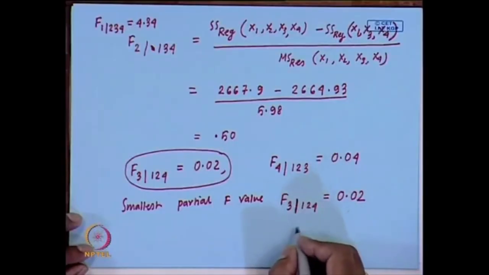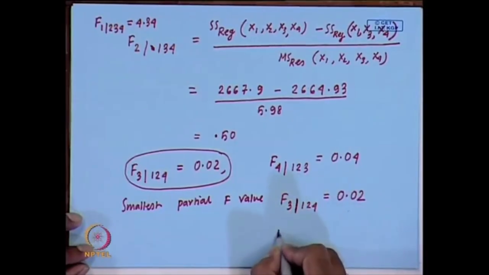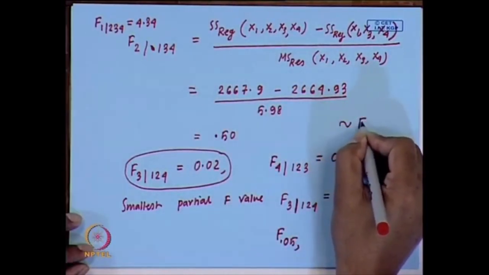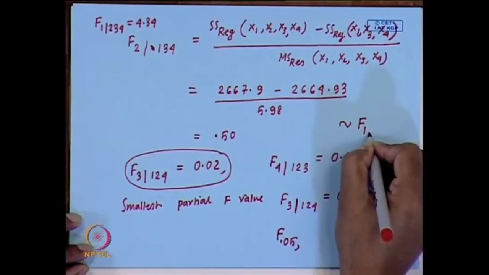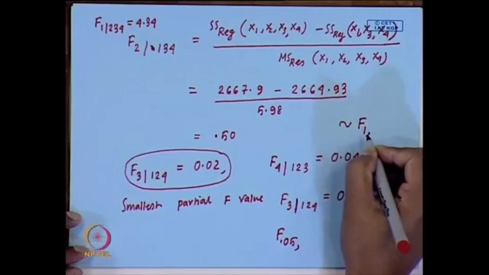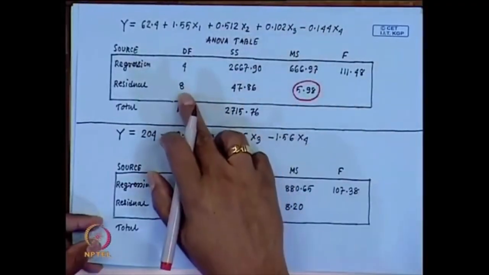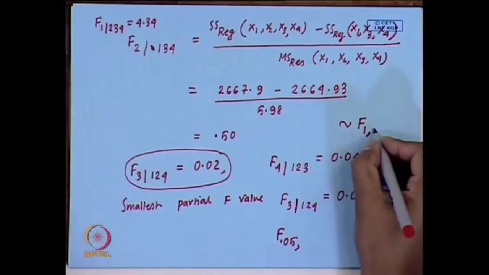we can remove the regressor X 3 from the model, provided that this observed partial F value is less than the tabulated value. So, the tabulated value or F out here is F 0.05. So, we took alpha equal to 0.05 and the partial F statistic follows F distribution with degree of freedom 1 and the error degree of freedom for the full model. For the full model, the error degree of freedom is 8. Okay. So, it follows F 1,8.